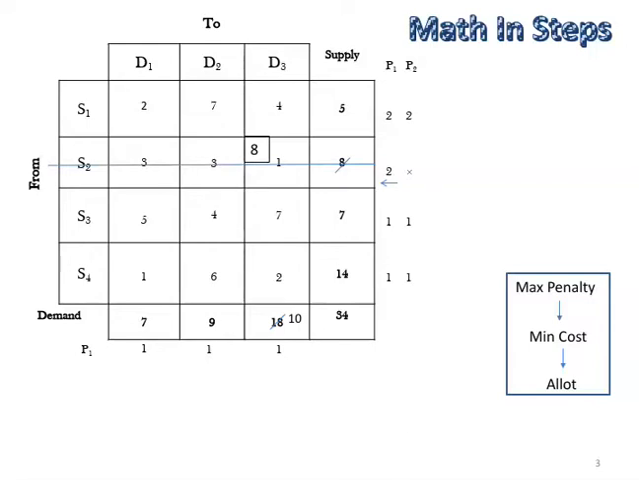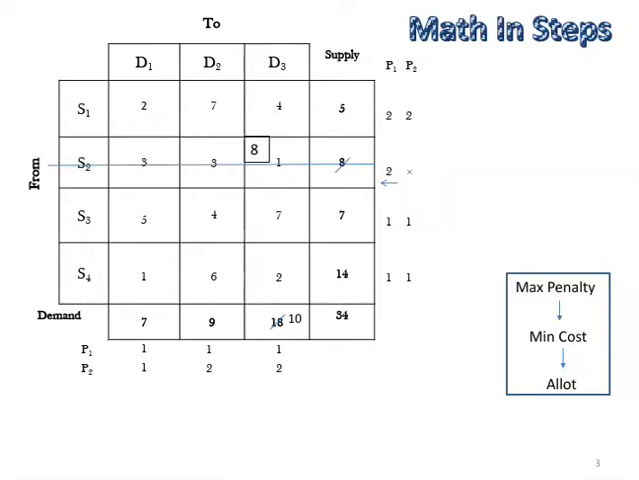Now column wise second stage penalties. The minimum in the first column is 1, the next minimum is 2, so the difference is 1. In the second column, the minimum is 4, the next minimum is 6, so the difference is now 2. In the third column, the minimum is 2 and the next minimum is 4, so the difference is again 2.